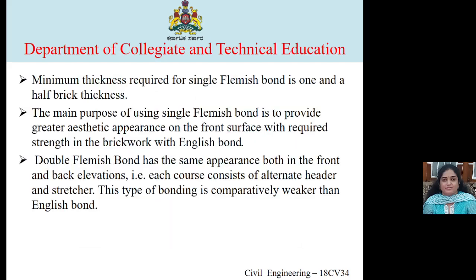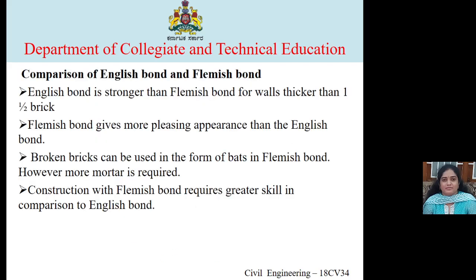That is, double Flemish bond has the same appearance both in the front and back elevation. Each course consists of alternate header and stretcher in elevation. This type of bonding is comparatively weaker than the English bond. So now we'll see the comparison between the English and Flemish bond.